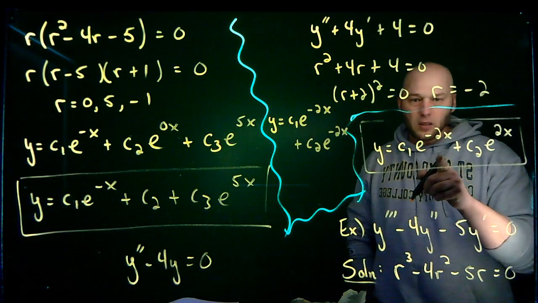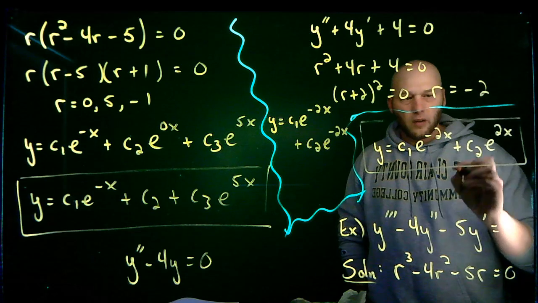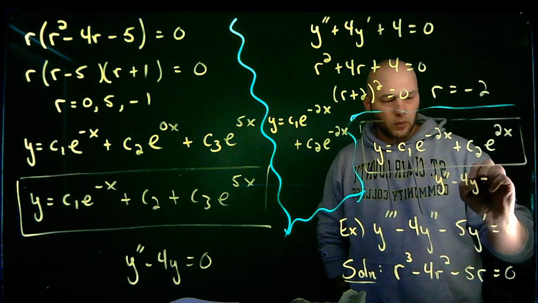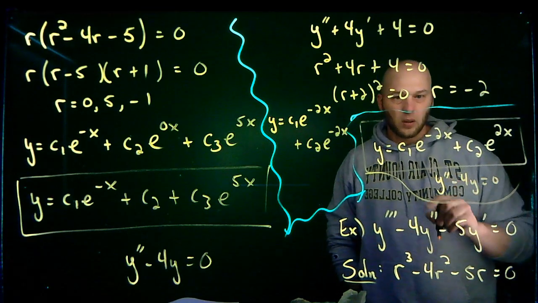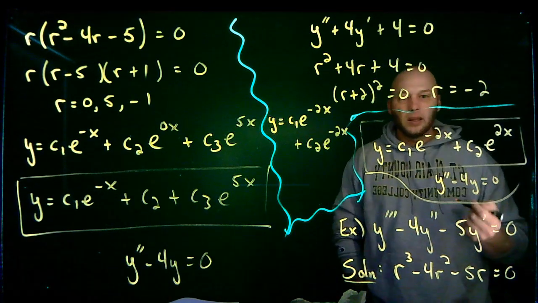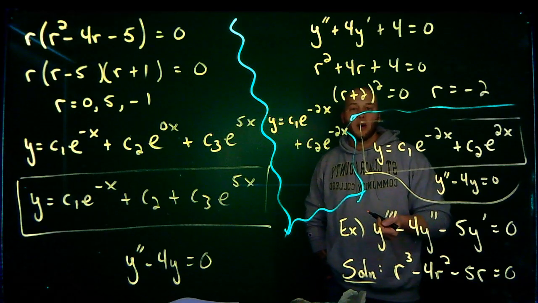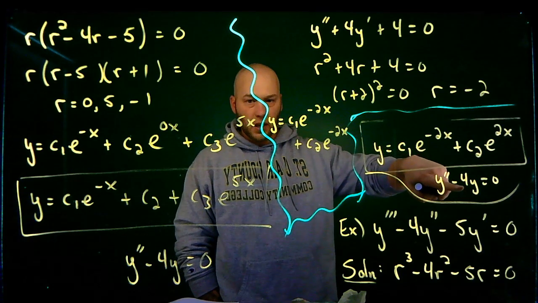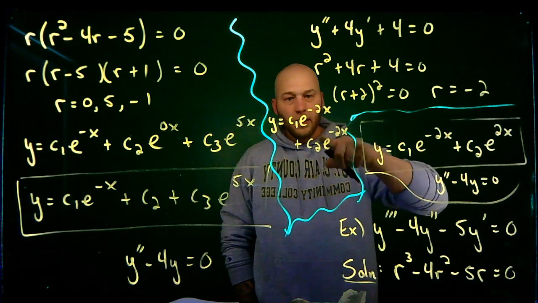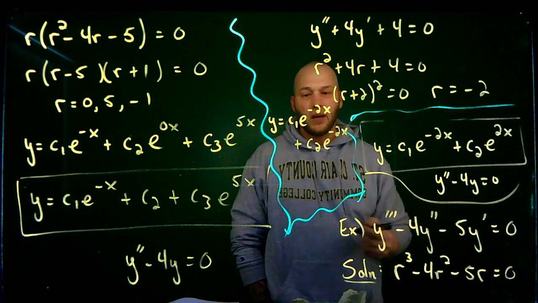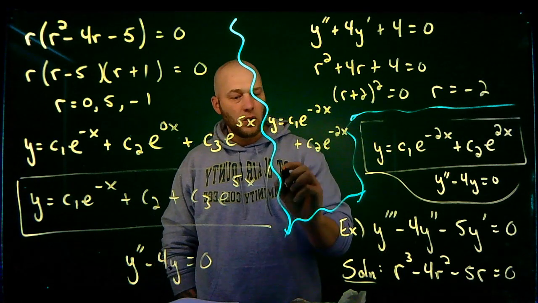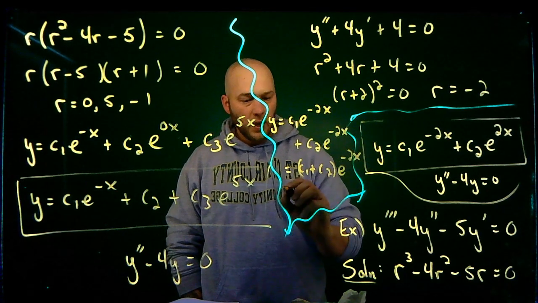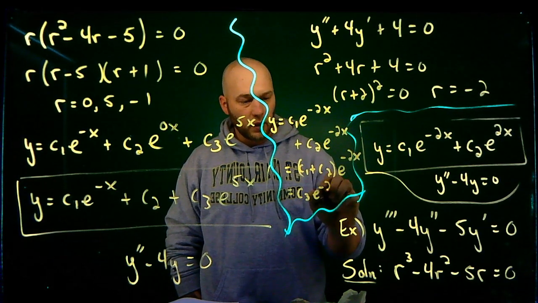Now look over here at this solution, which was the solution to the differential equation y double prime minus 4y equals 0. Notice that these two terms here are linearly independent. Therefore, the span of those two would generate the entire solution set to this differential equation. However, these two things here are linearly dependent. In fact, I could factor out e to the -2x, getting C1 plus C2 times e to the negative 2x, and I could just write that as C3 e to the negative 2x.